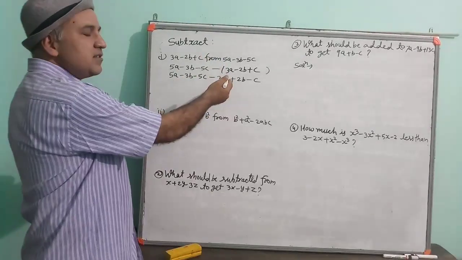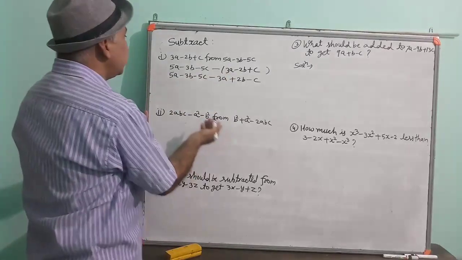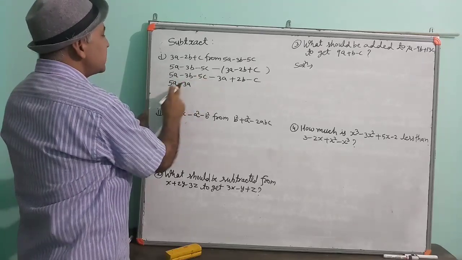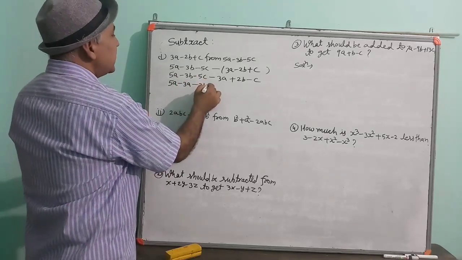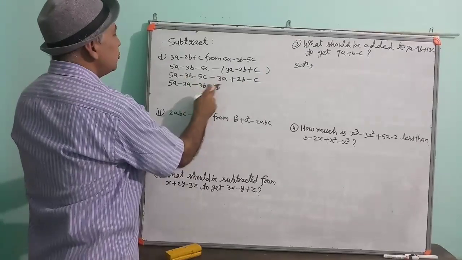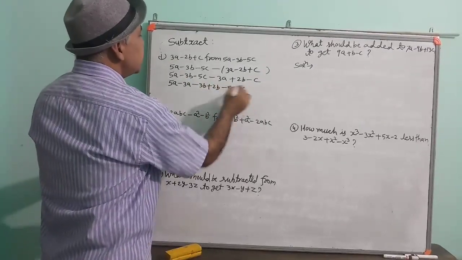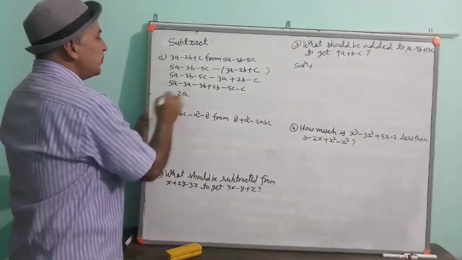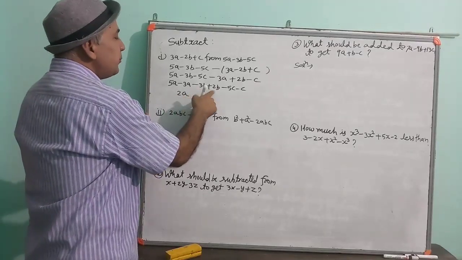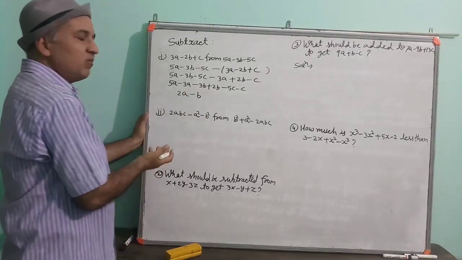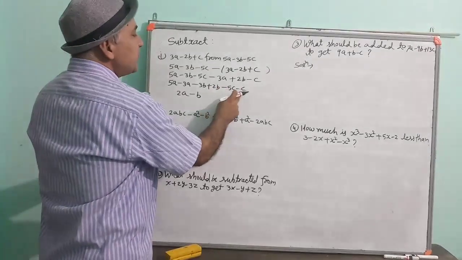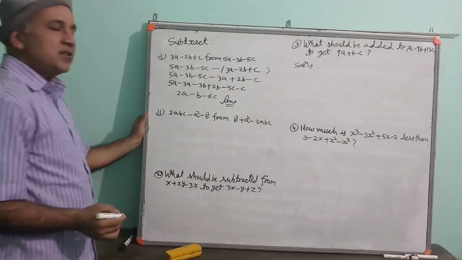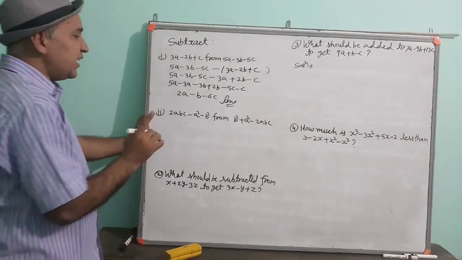Okay. Now after this, the question is the same as simplification. Write down all the like terms together. 5a minus 3a together, minus 3b plus 2b together, minus 5c and minus c together. Now, like terms: 5a minus 3a is 2a, minus 3b plus 2b is minus 1b, 1 is not written, minus 5 minus 1 will be minus 6, so minus 6c. This is the answer. Understood? Be careful. See once more.